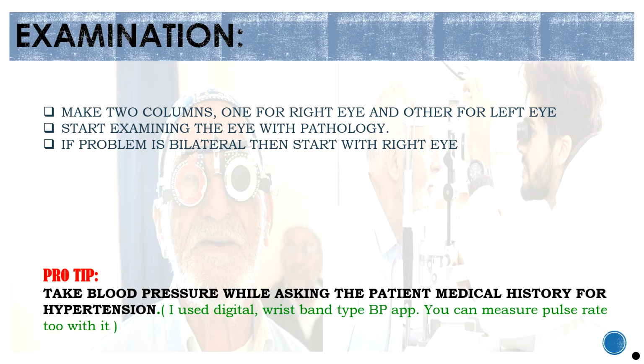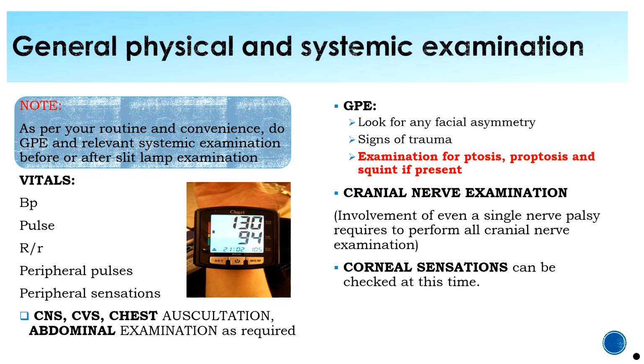For examination, make two columns, one for the right eye and the other for the left eye. Start examining the eye with pathology first, but if the problem is bilateral, then start with the right eye. After history taking, take the vitals of the patient and look for general physical examination. In GPE, also look for any facial asymmetry, any signs of trauma. If there is ptosis, proptosis or squint present, you have to do the relevant examination.